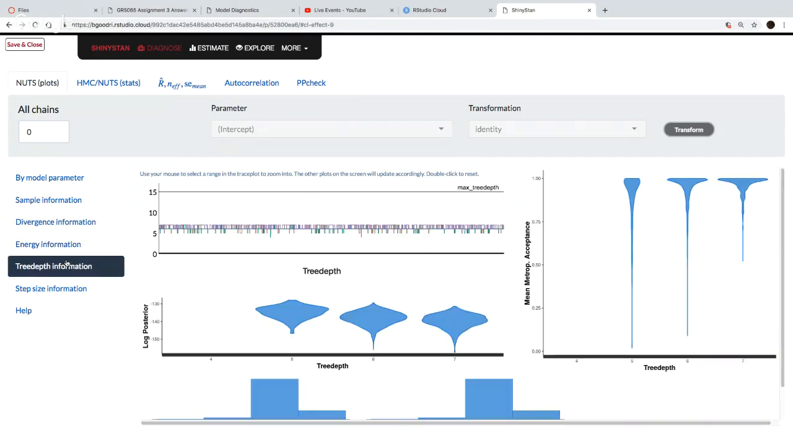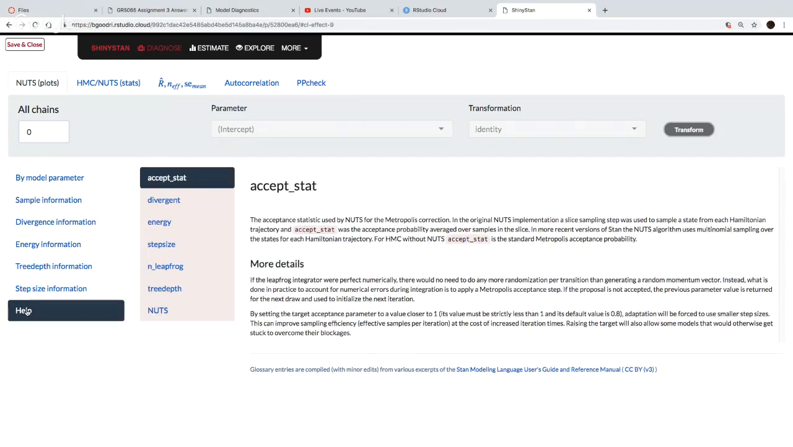Tree depth, it tended to pop out at 7. Like I said, that has a default of 15. If you'd hit the limit, you would have gotten a warning message about that already, saying to increase it. But one of the good things about ShinyStan is that if you forget the definition of one of these things, you can click on help and it'll have a definition and/or a link to more information about what each of these things are.